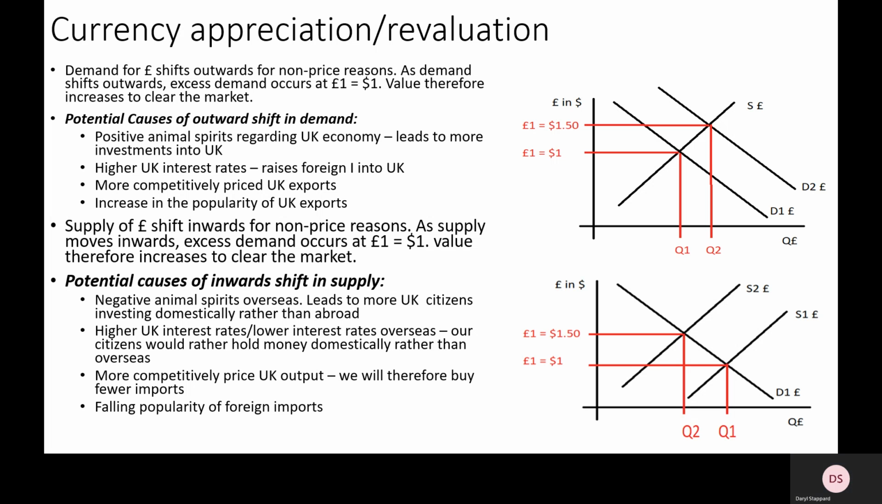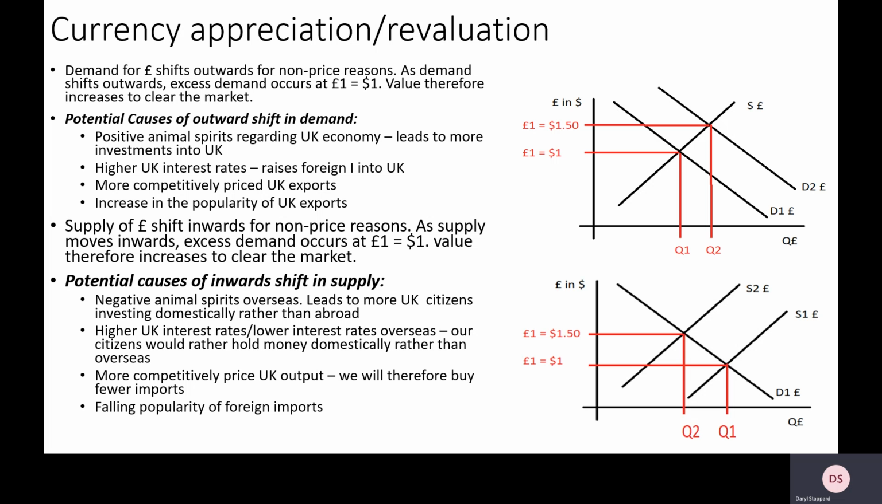Now, what can cause supply to move inwards then? It could just be that other economies across the world are not doing very well. They've got low economic growth or we're uncertain about the future of those economies. So less of us will want to invest into their countries. It could be that interest rates overseas are relatively low. So our interest rates might be higher, which means it's not attractive to make investments overseas. So we will withhold that supply of money in global markets.